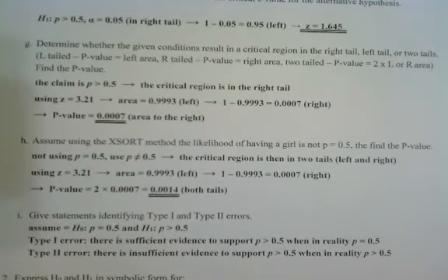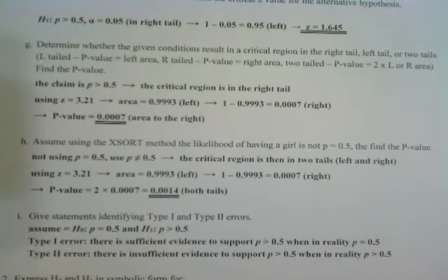Alright. How would we think about type 1 and type 2 errors? We want to give some statements. So our hypotheses in this problem were that p equals 0.5 for the null hypothesis. The XOR method made no difference. And the alternative, hey, p is greater than 0.5, the XOR method did make a difference.